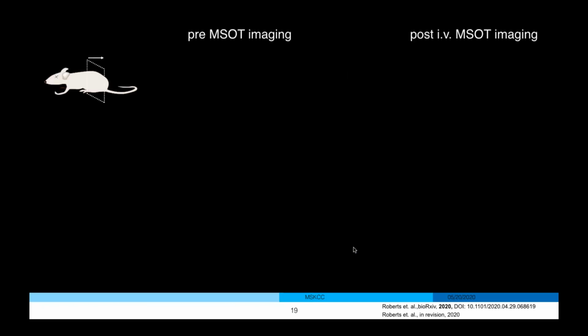In our in vivo setup, our animal model is a hairless female nude mouse between 6 to 8 weeks old. We injected 1 million MIN6 cells into the flank, and we imaged these mice before and after a 30-minute injection of our tracer. So what you're about to see is a video, and I hope you can appreciate the difference between the pre-imaging and post-imaging.